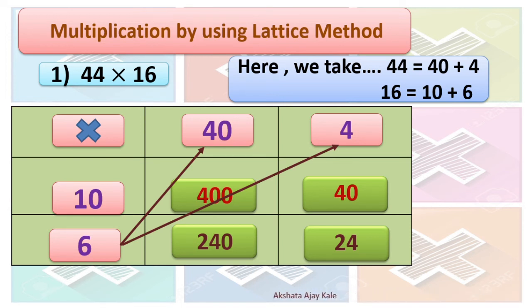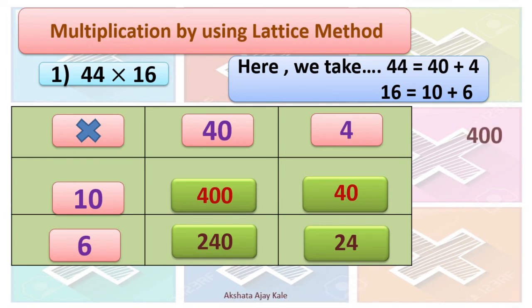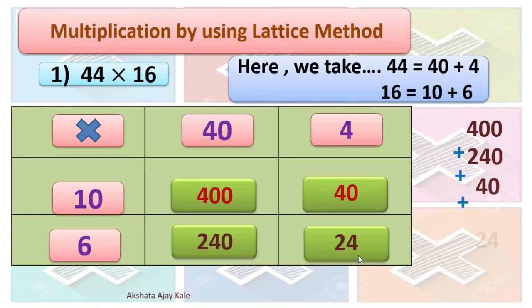Very good. Addition of numbers. Correct. Now we will add these 4 numbers. We will write here 400 plus 240 because they have 3 digit numbers, isn't it? So we will write like this. It will become easy to follow addition. Then plus this 40 plus this 24. We have to add all these numbers.